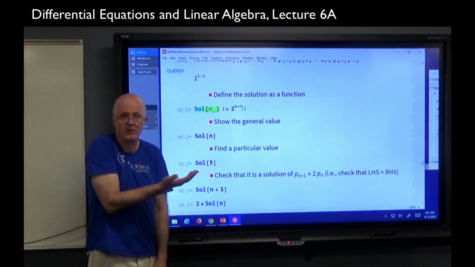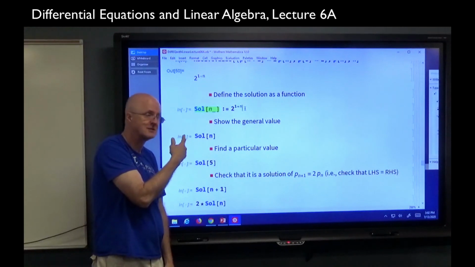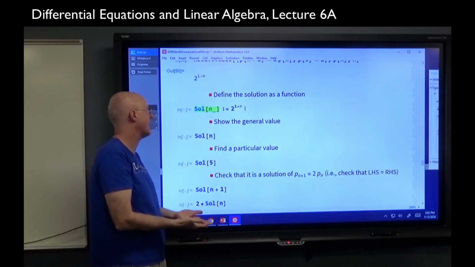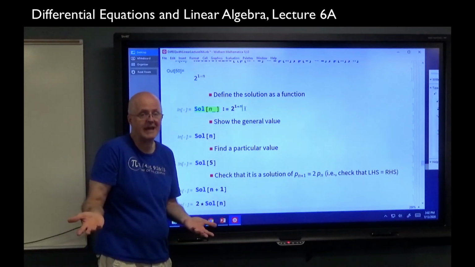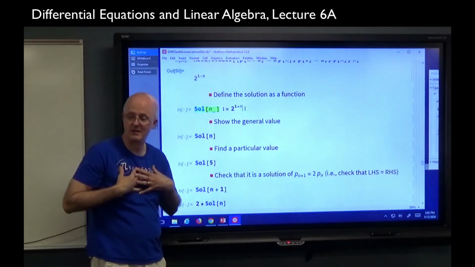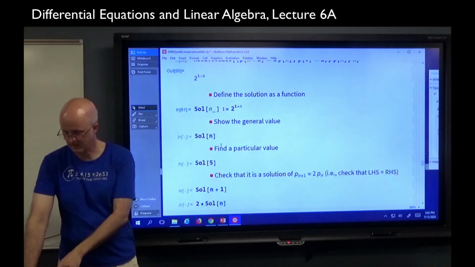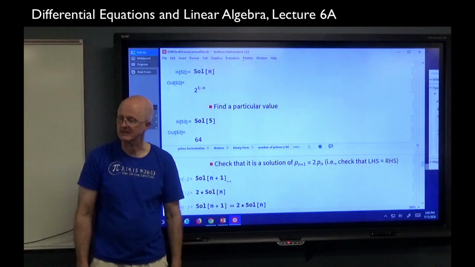Notice this function has more than one letter. I gave it a capital starting letter there, just like Mathematica's built-in functions have capital letters at the start. I actually don't have to. I mean, my f was lowercase. When you're defining functions for yourself, you don't have to capitalize. I'm doing it here. We can see the general value. We can plug in a value, like 5. 2 to the 6 is 64, for example.